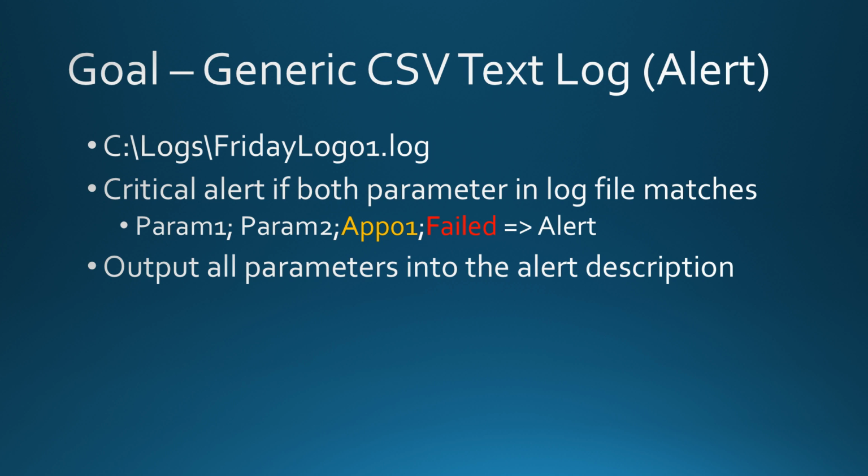We are going to monitor a log file called FridayLog01.log, which is located in the C:\Logs directory. The application app01 creates log entries which are separated by semicolon. The third position gives us the application name and the fourth position the status, for example failed. If both conditions are true, I would like to receive an alert. In addition, I would like to output all parameters into the alert description.